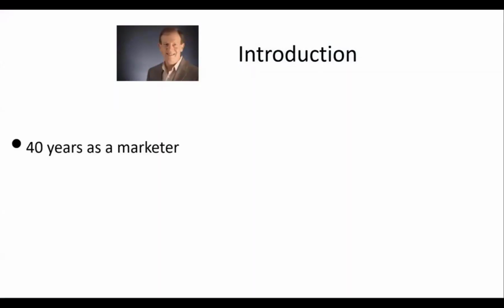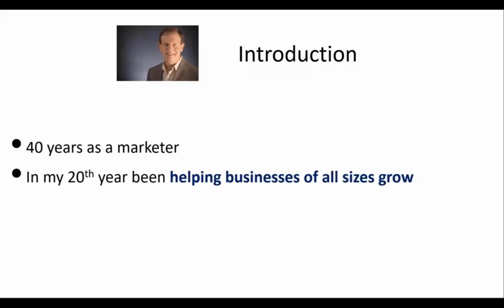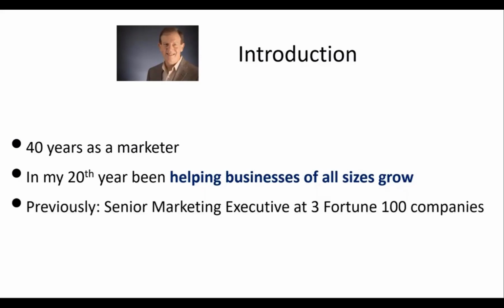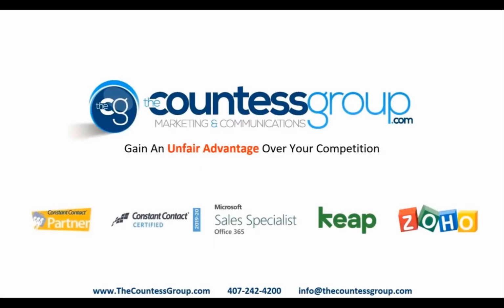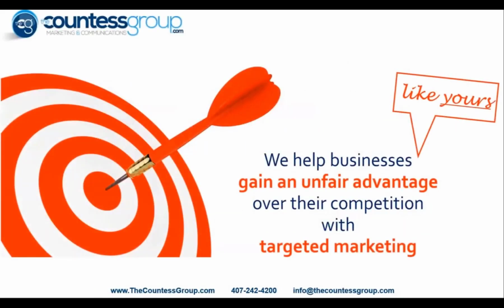By way of introduction, my name is Ken Countess. I've got 40 years as a marketer. That is hard to believe. Every time I say that, I'm like, really? Hey, I'm in my 20th year as an independent consultant, helping people and businesses of all types grow. And before that, I was a senior marketing executive at 3 Fortune 100 companies. My company is the Countess Group. What we do is we help businesses like yours gain an unfair advantage over your competition.